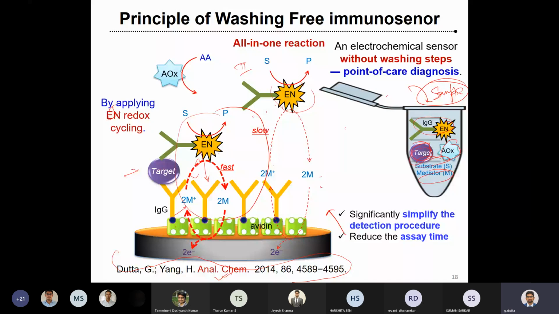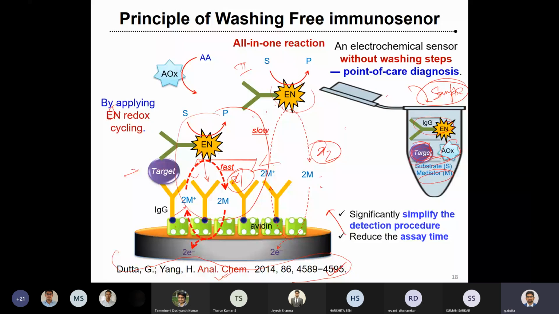Maybe this one is x1 and this one is x2. So x1 will be very, very much less than x2. Clear? Okay. Just check this paper. This is a very simple paper. You can read this one also. Okay.